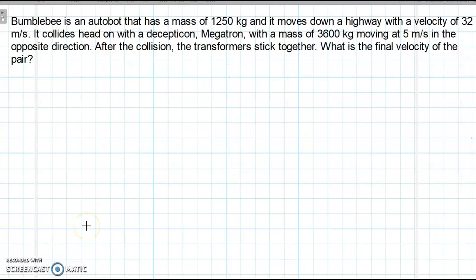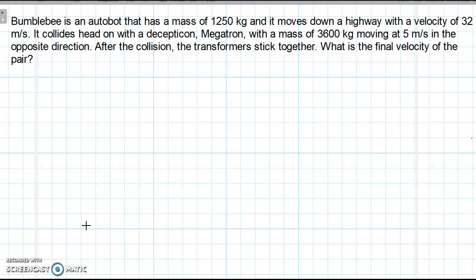Okay, the next one is probably my favorite one. So Bumblebee is an Autobot that has a mass of 1,250 kilograms, and it moves down a highway with a velocity of 32 meters per second. It collides head-on with Decepticon Megatron with a mass of 3,600 kilograms, moving at 5 meters per second in the opposite direction. After the collision, the Transformers stick together. What is the final velocity of the pair?